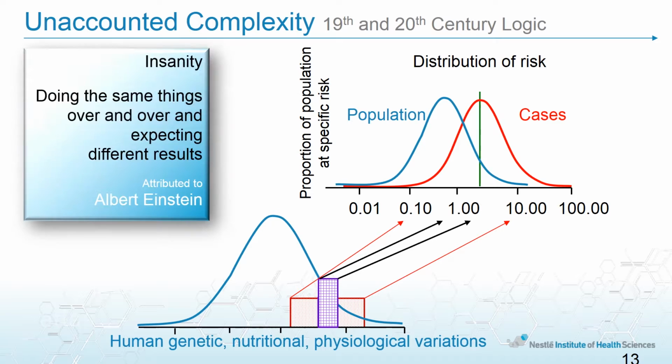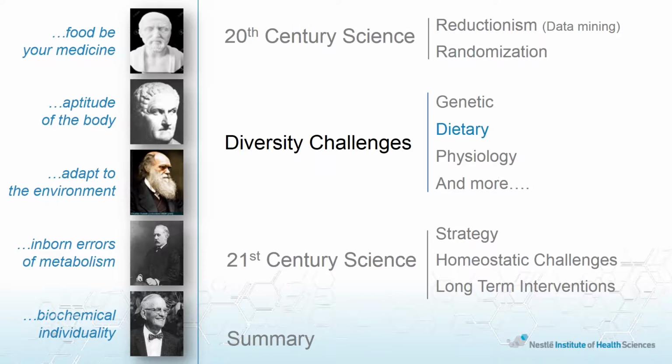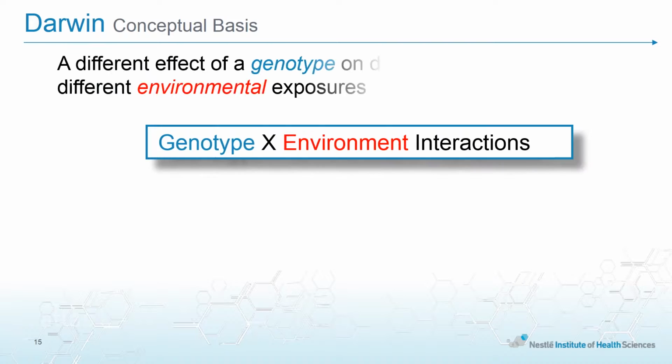So the whole idea of the field that we're in is that you cannot ignore genotype if you're a nutritionist, and you cannot ignore the environment if you're a geneticist. And the classic definition is there's a different effect of a genotype on disease in people with different environmental factors or exposures, and a different effect of environmental exposure on disease risk in persons with different genotypes. And Darwin taught us this.